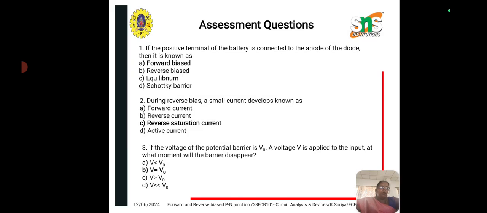Hope you understood how the PN junction diode works in the forward and the reverse bias situations. Let us take up a few assessment questions.